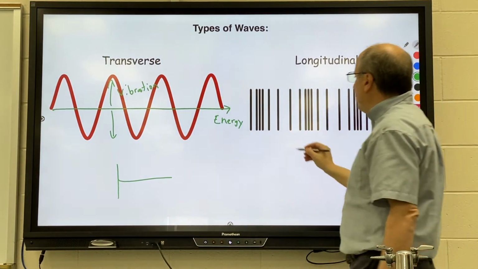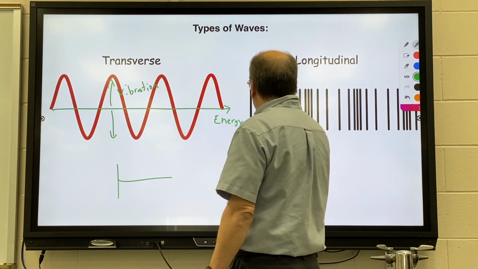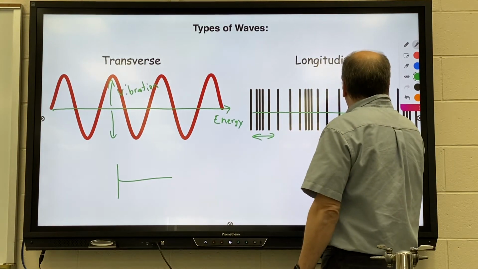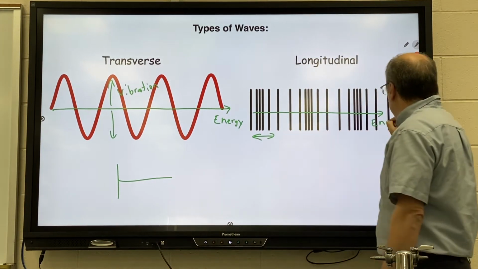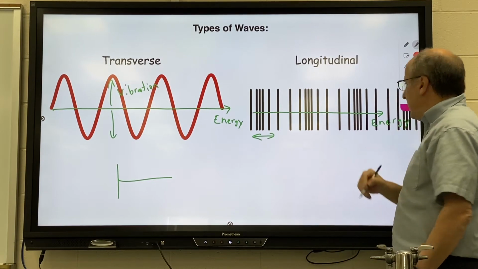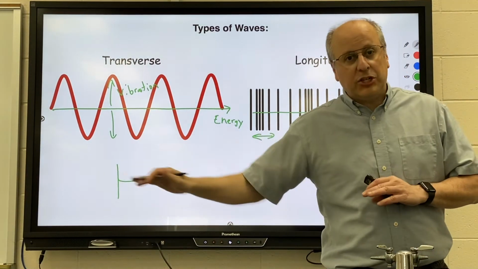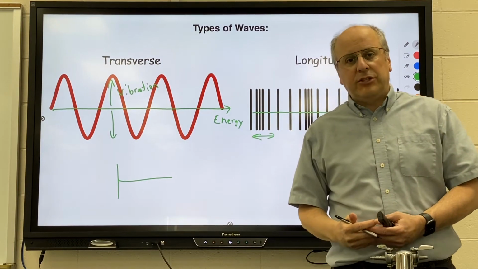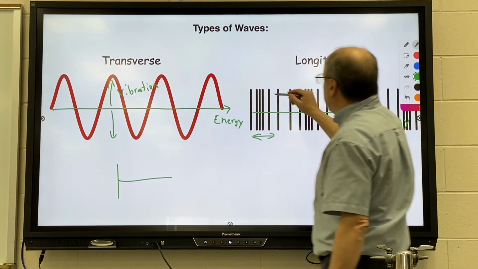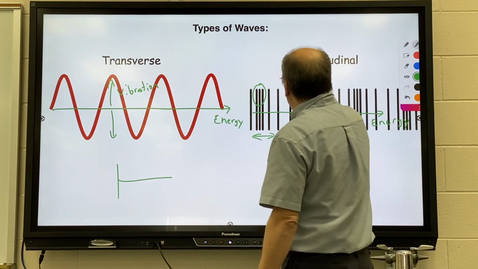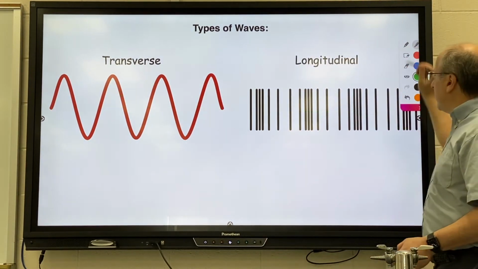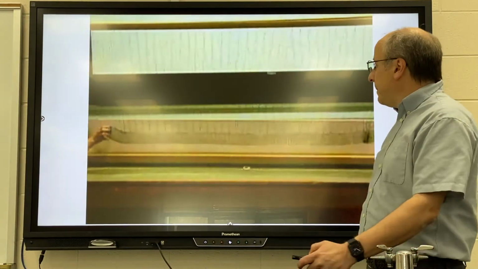With the longitudinal waves, the particles are going to be vibrating back and forth like this, and the energy pulse is going to be moving in that same direction. The energy pulse will be parallel to the oscillations. So you're going to get areas of compression and areas where the things are spread apart. So let's take a look at these so we can see what I'm talking about.